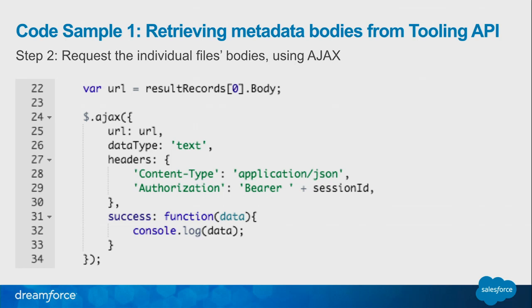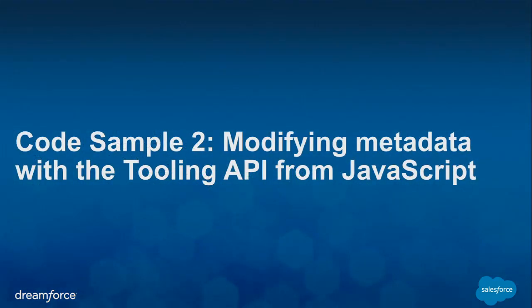Sometimes jQuery AJAX will try to run the script. That's not what you want. You're trying to manipulate the text body, not run the script. So make sure you have data type text on there. So that's how easy it is to actually just get metadata file bodies using the tooling API.